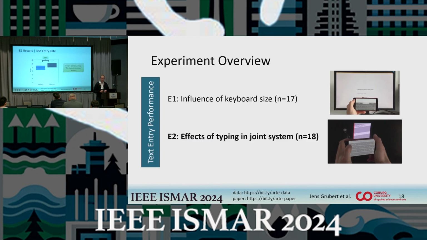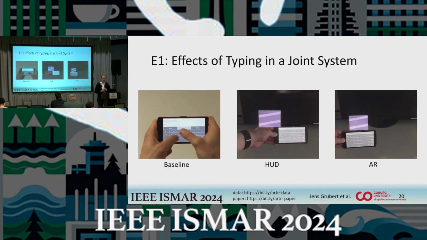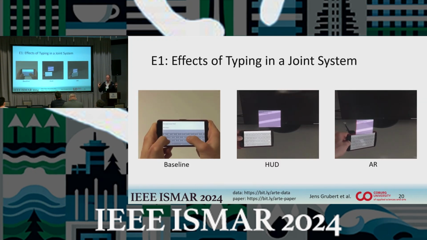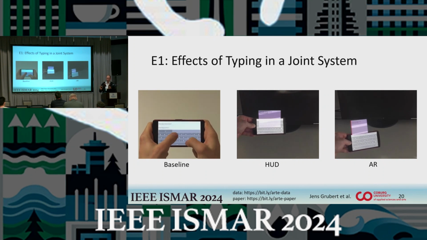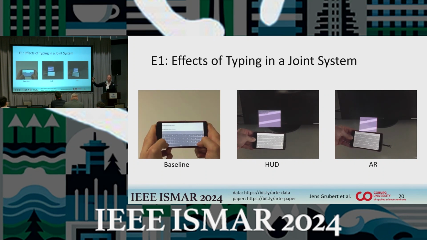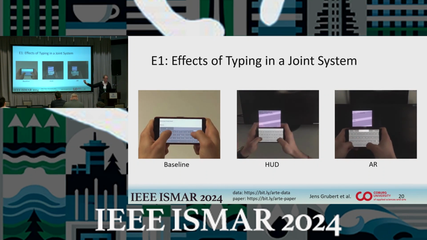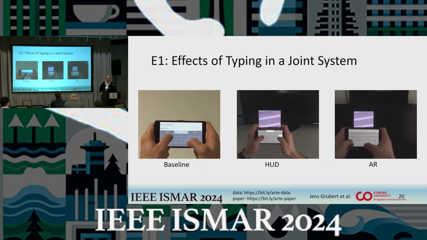So, great. The next step is to see if that actually translates to the joint system. You have a smartphone in your hand, and you wear a headset, and then you redirect the text output to that headset. To this end, we now compared 3 different interfaces. The baseline, again, is input and output on the smartphone itself, just as you always do it.